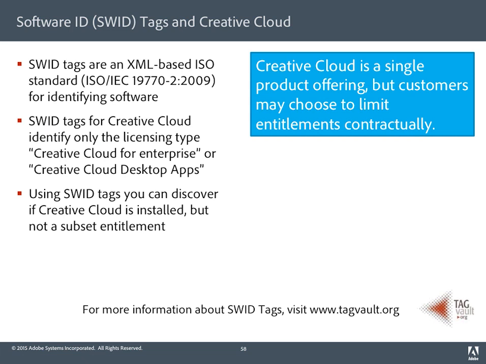SWID tags are an XML-based ISO standard for identifying software. Indeed, when you use CCP, it writes a rather generic tag signifying the license type without specific package content information. While that's helpful, it probably isn't enough information, because many of our Creative Cloud customers may contractually limit the entitlements to subsets of the applications. For example, you may limit part of what you license to Photoshop, Illustrator, InDesign, and Acrobat, products which were formerly part of Creative Suite Design Standard. Unfortunately, the current SWID tag structure might not give you enough information.